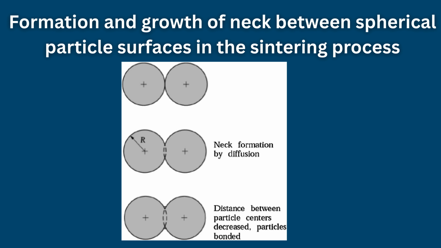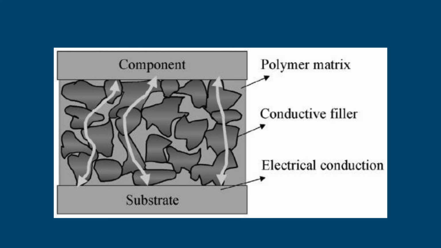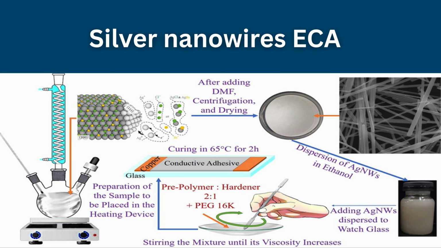Adhesives containing 92 wt% spherical silver nanoparticles, less than 10 nanometers, can achieve bulk resistivity values of approximately 8 times 10 to the power of minus 6 ohm-cm. However, very high nanoparticle loading can weaken the mechanical properties of the adhesive. To overcome this limitation, silver nanowires are often used. Their high aspect ratio allows them to create conductive networks at lower filler concentrations.